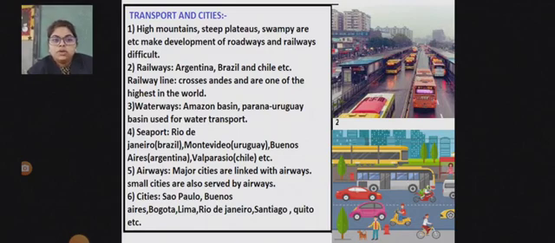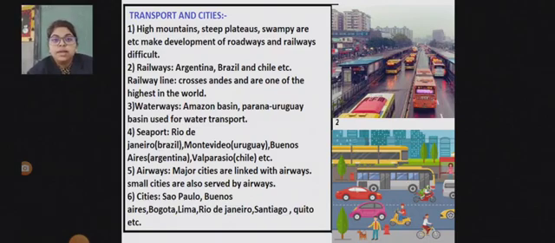In the case of water transport, there are various seaports also available. One of them is Montevideo, Buenos Aires. As you can see in the video, their locations are also shared with you. Rio de Janeiro, which is located in Brazil. Montevideo, located in Uruguay. Buenos Aires, which is in Argentina. So these are all the major seaports of South America.